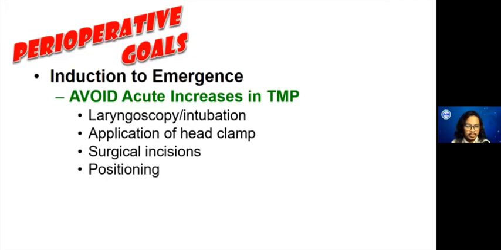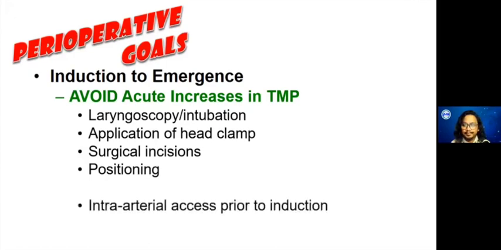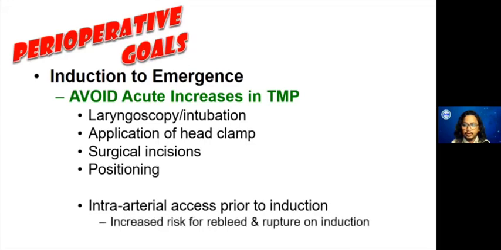As mentioned earlier, we aim for a balance between maintaining cerebral perfusion and avoiding acute increases in TMP. To this end, establishing intraarterial access prior to induction helps immensely. The utility of moment-to-moment monitoring of MAP allows us to promptly deal with any blood pressure lability.